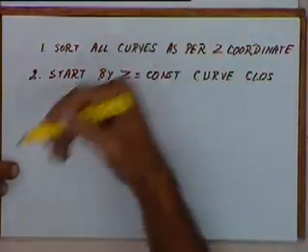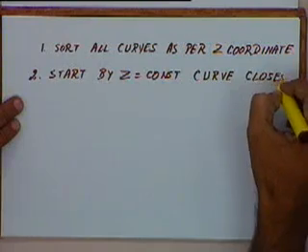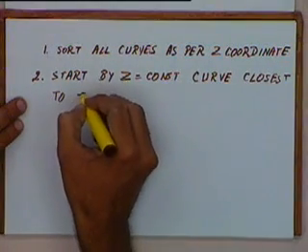So the first step would be that all the curves that you're getting, you have to treat them in the decreasing z order. The one closest to the eye, then the one after that, and so on. Start with the z equal to constant curve closest to the eye.